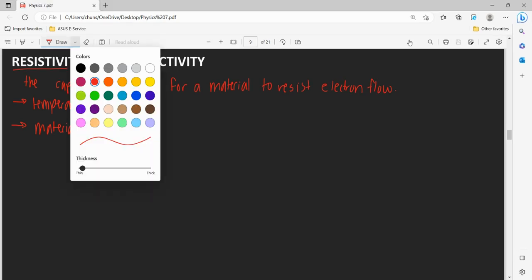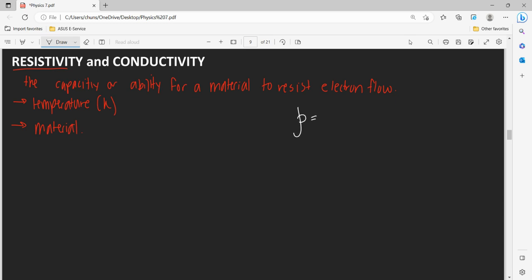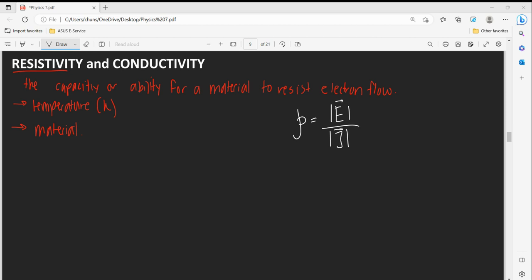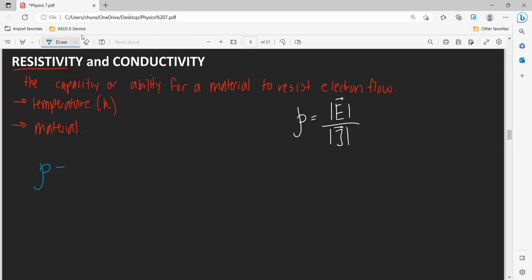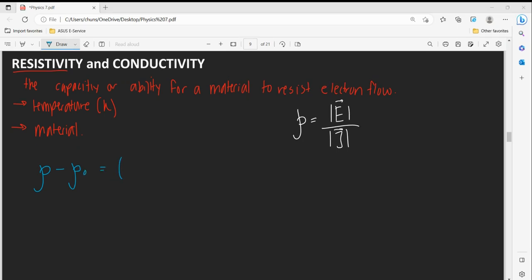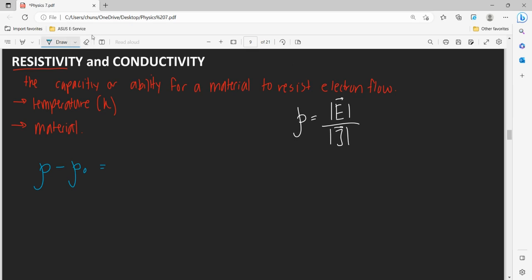Resistivity is modeled by this equation, which is rho is equal to our electric field over our current density. And we have a specific way to find what our rho can be. So this is going to be represented by this equation. So then that's times alpha, and this is our change in temperature. Okay, so this is our temperature dependence equation.